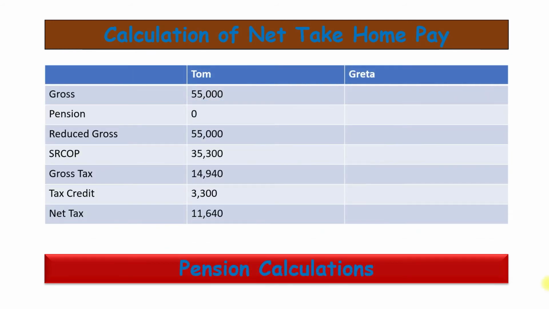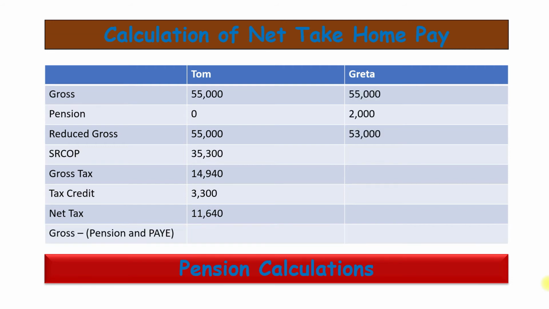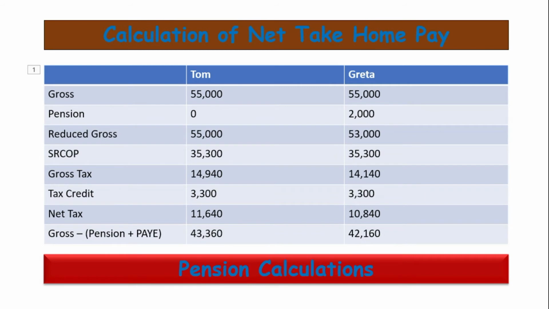Next up, we will look at how a pension affects the PAYE calculations. In this example, Tom has no pension and his PAYE is calculated as normal. Greta, on the other hand, has a pension of $2,000. The first thing we must do is take the pension from the gross, leaving us with a reduced gross of $53,000. The PAYE calculations are then applied to the reduced gross, which results in a reduction of the tax payable.